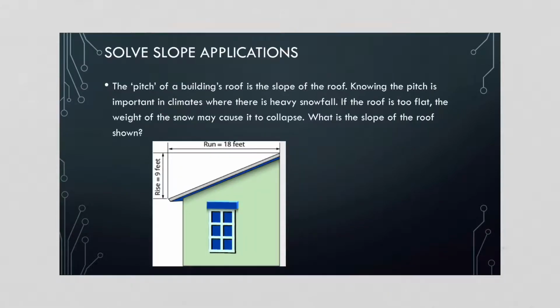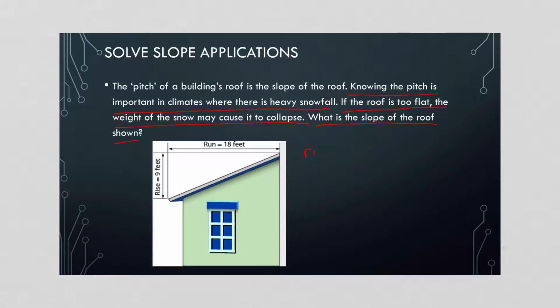Okay, so the pitch of a roof is just a fancy word for the word slope, okay? But for roofs, they call it pitch. And so it says, knowing the pitch is important in climates where there's heavy snowfall. If the roof is too flat, the weight of the snow may cause it to collapse. What is the slope of the roof shown? And by the way, there are building codes that tell them what the pitch of the roof has to be. I don't know those codes, but I do know that they're out there.